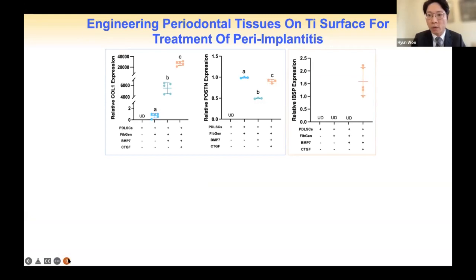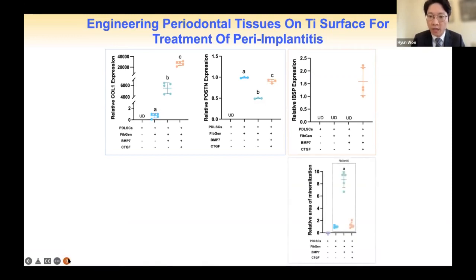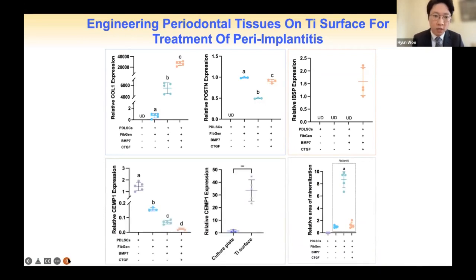And there was also bone sialoprotein expression detected in the presence of CDGF. And the mineralization relative area was highest in the BMP7 group. Interestingly, there was a high CEMP1 expression detected in the PDL-SC alone groups. And also when the PDLs are in contact with the titanium surface, they express more CEMP1 compared to the culture plate. This indicates that titanium may promote CEMP1 expression when PDLCs are in direct contact with titanium.